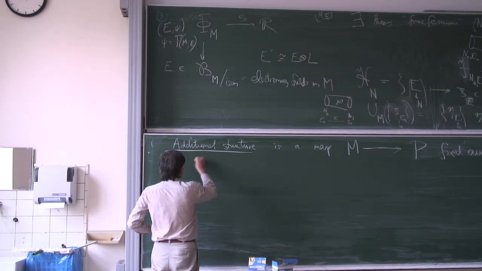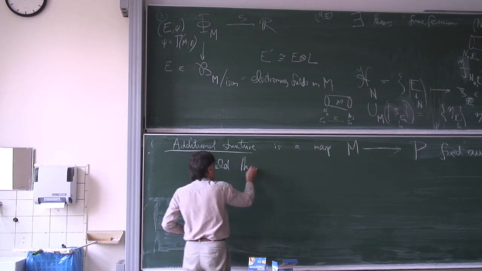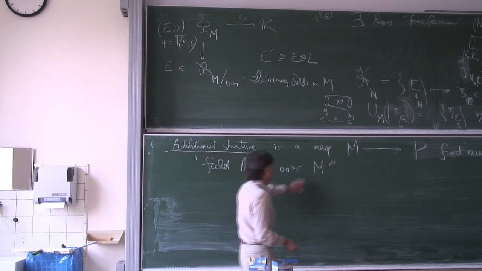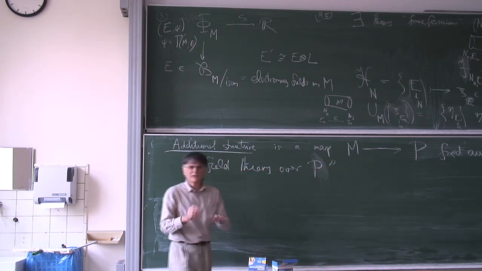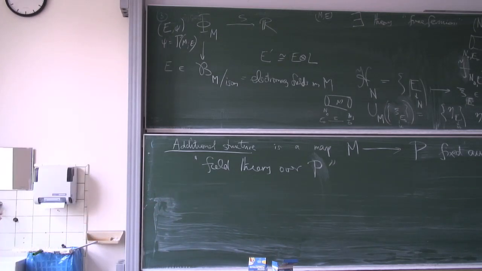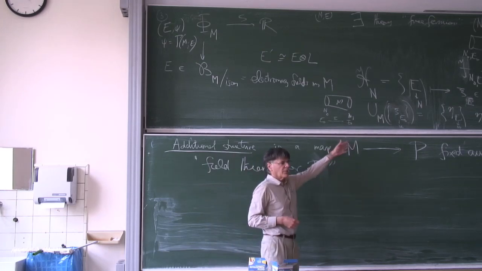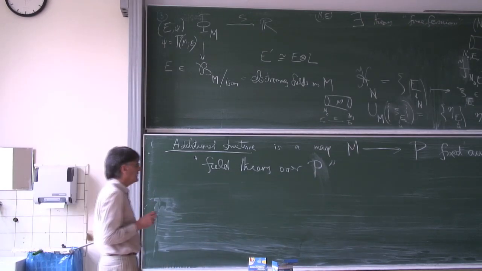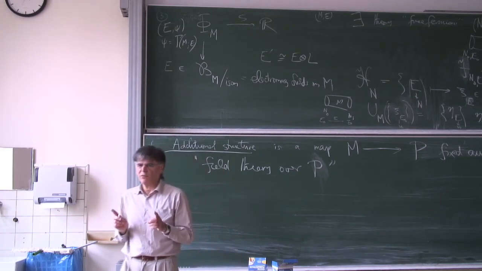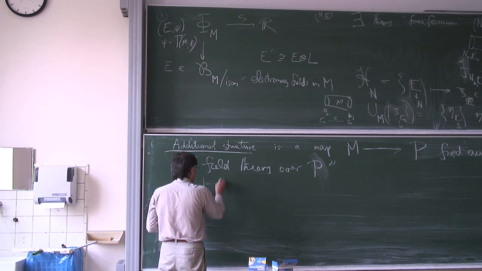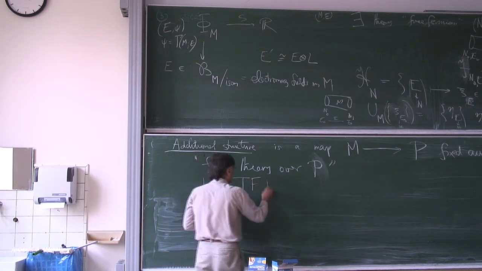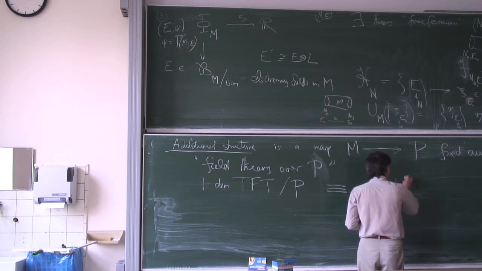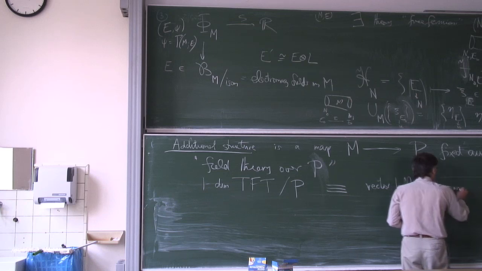In this case, I'll talk about a field theory over P. So instead of considering field theories simply, we're considering field theories defined on manifolds and cobordisms over a fixed manifold P. We'll call that a field theory over P. Now just to get you in the right frame of mind, let's consider the example of a one-dimensional topological field theory over P. That's meant to be the same thing as a vector bundle with connection on P.